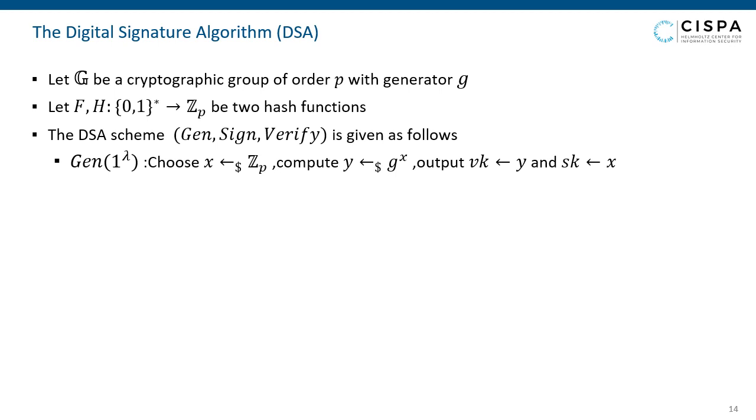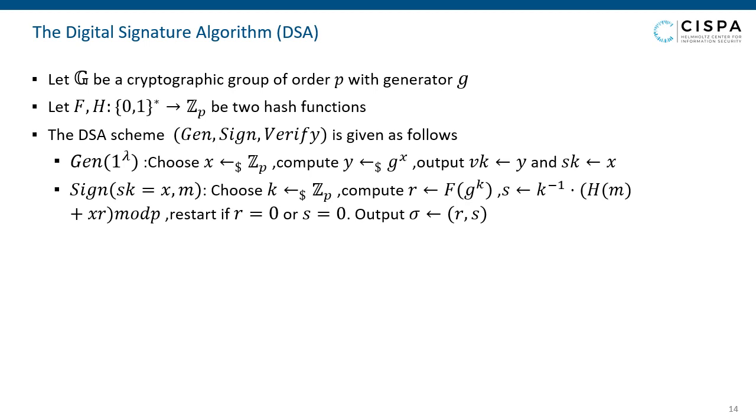Gen is exactly the same as for the Schnorr signature scheme: we choose X uniformly random from Z_P, compute Y as G to the X, set the verification key to be Y, and the signing key to be X. To sign a message M, we choose K uniformly at random from Z_P. We compute R as F of G to the K, and set S to be K inverse times H of M plus X times R modulo P.